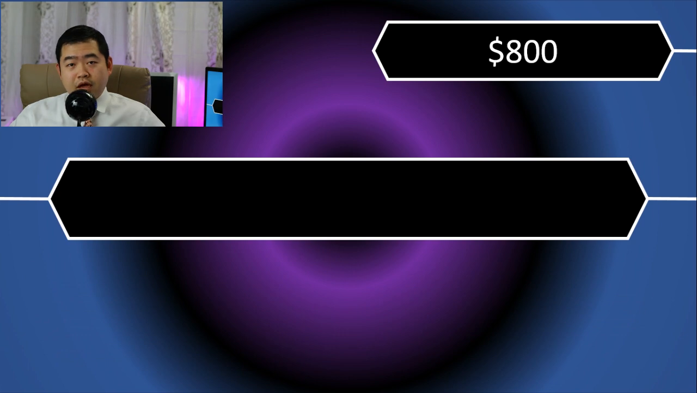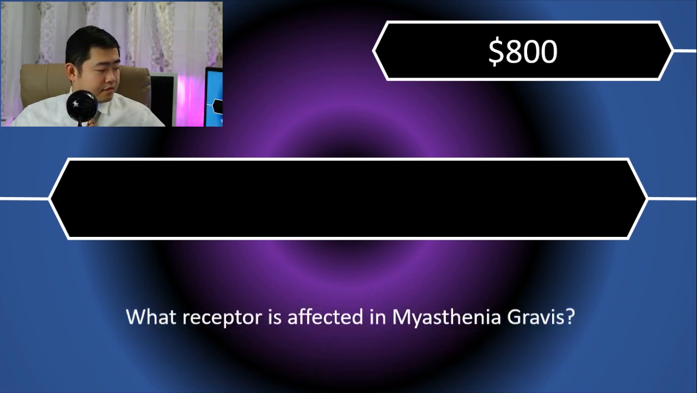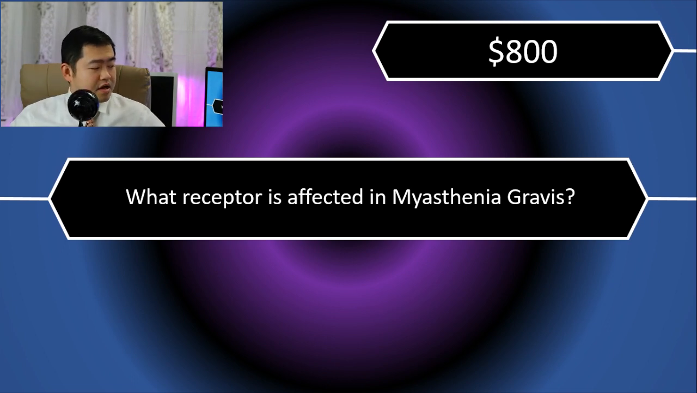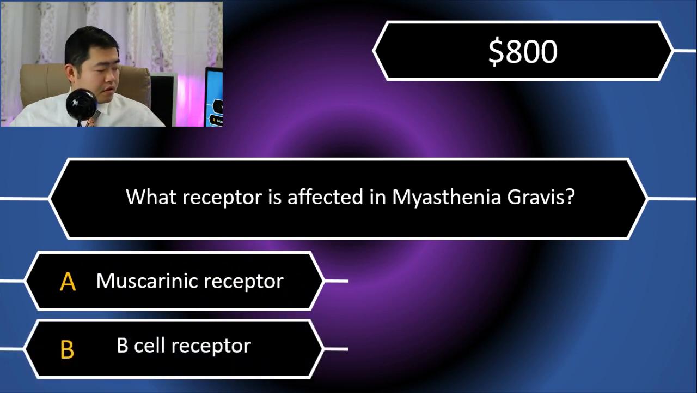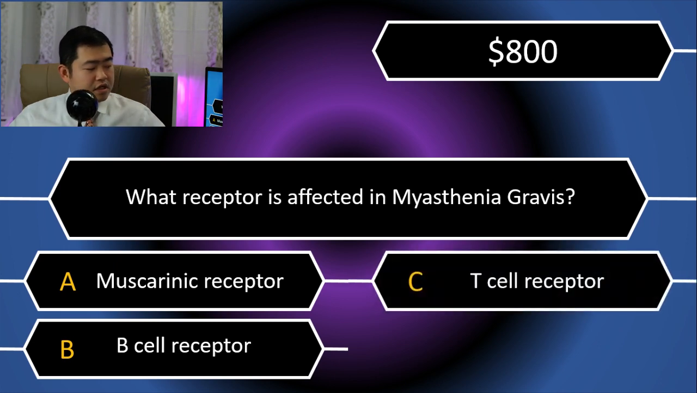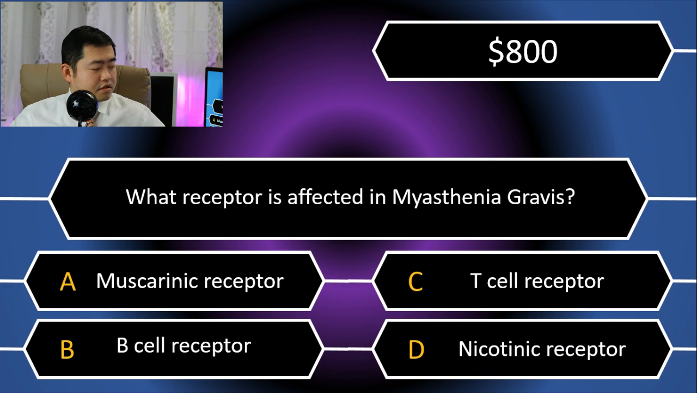Moving on to our $800 question. What receptor is affected in Myasthenia Gravis? That is the neuromuscular autoimmune disease we just went through a couple of slides ago. A, muscarinic receptor; B, B-cell receptor; C, T-cell receptor; and D, nicotinic receptor. This one should be quite straightforward if you have been paying attention for the past 30 minutes or so. I'll give you 5 seconds. 1, 2, 3, 4, 5. Pull down the list, click it. And it's D, nicotinic receptors.